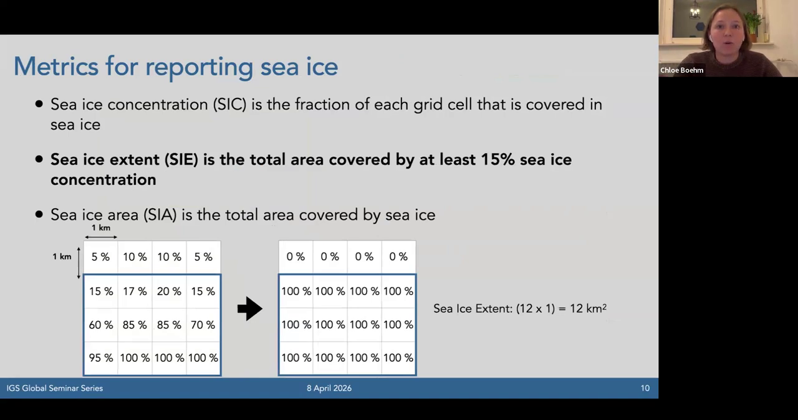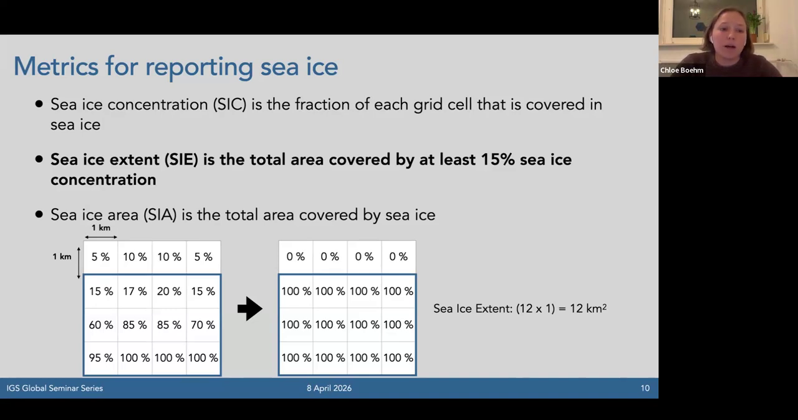Sea ice extent is a way that we can talk about the spatial average of the amount of sea ice in a given area. This would be the total area covered by at least 15% sea ice concentration. This threshold can move around a little bit, but we're going to call it about 15% sea ice concentration today.